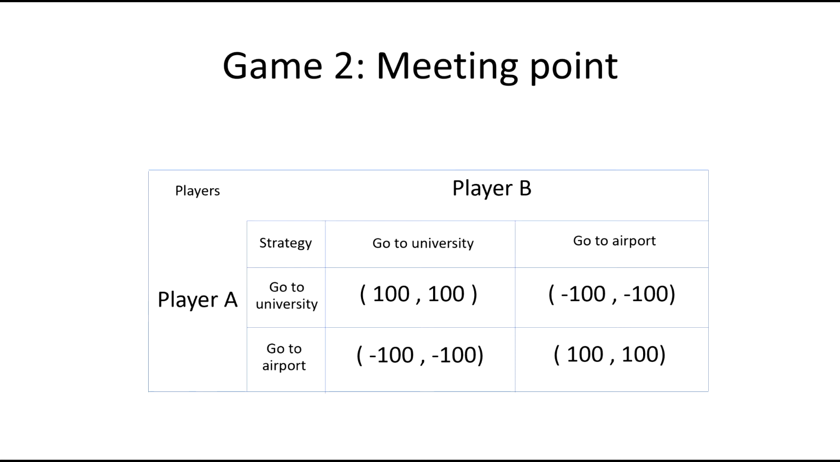Now, recall game number 2, the meeting point, where we have player A and player B, and the strategies are going to university and going to the airport. The payoffs are on the screen. If they meet each other, they will gain 100 U-tunes each. But if they don't meet each other, they will lose 100 U-tunes each.